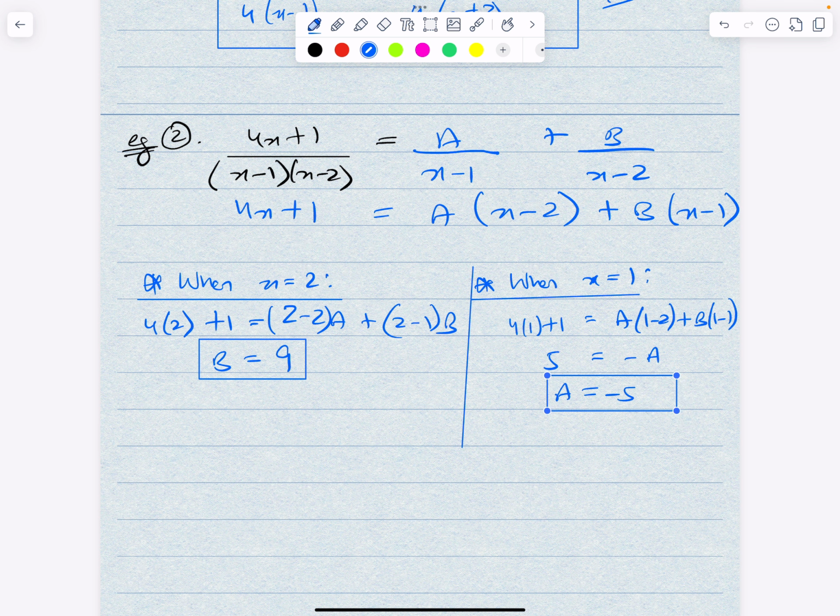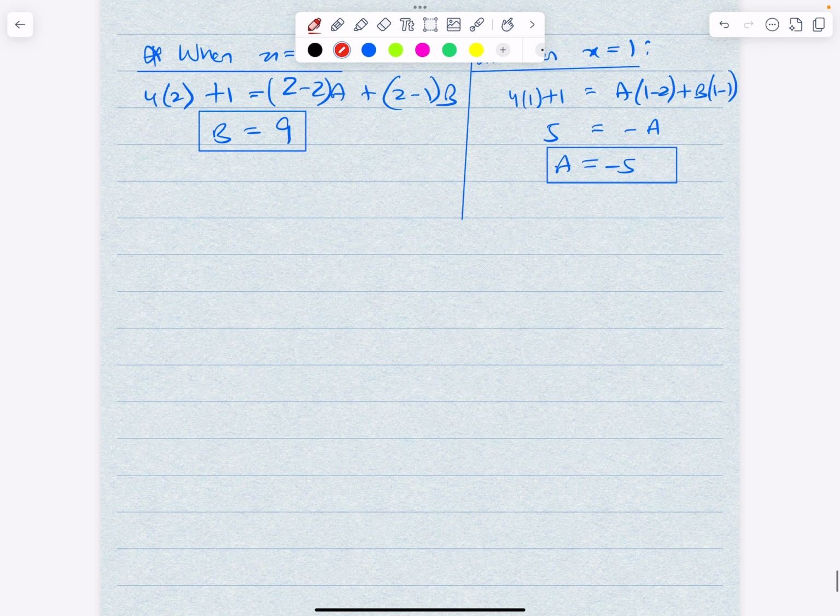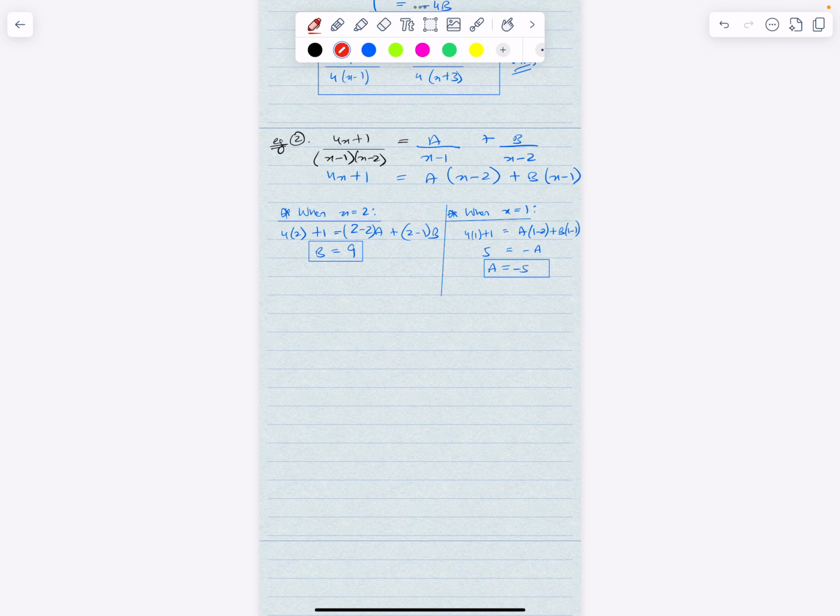I cannot leave my answer in this form. I'll have to leave it as partial fractions. So my answer turns out to be something like this. If you have brackets in the denominator, it doesn't matter. Just a second.